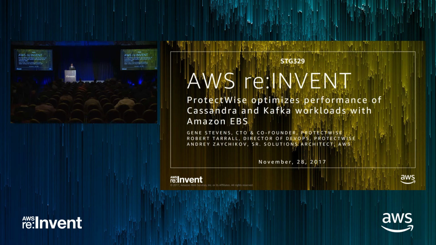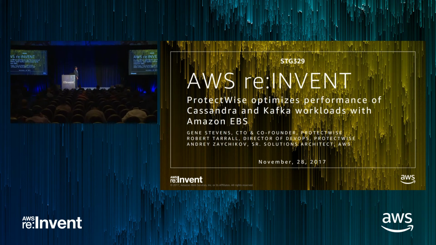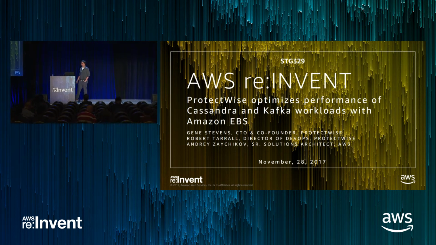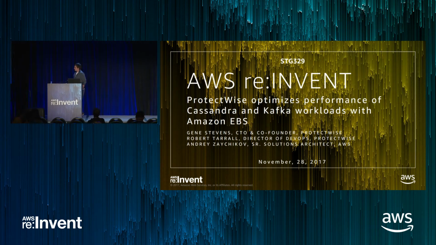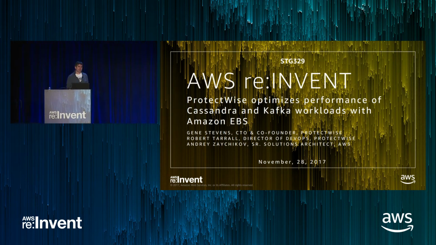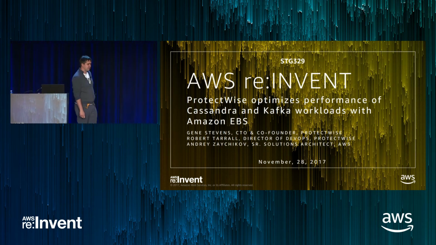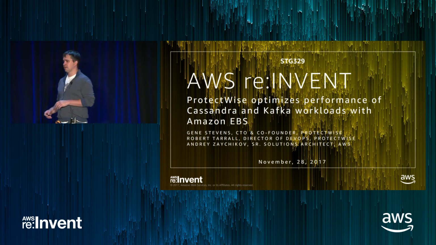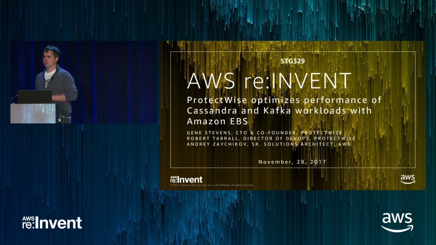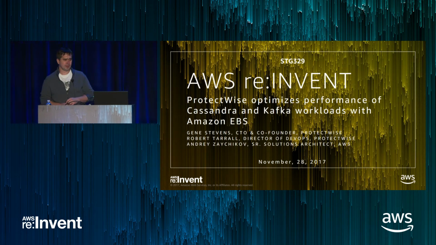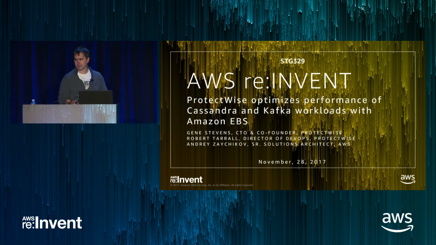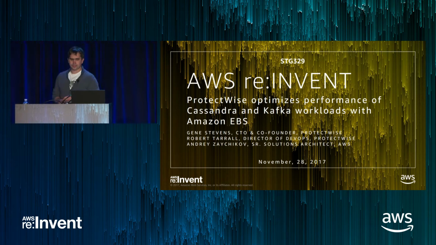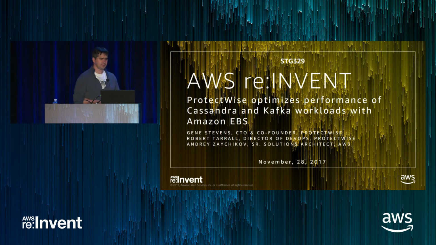Welcome to STG329. My name is Andrei Zaychikov. I'm a solution architect based out of Luxembourg. I'm working for AWS. And today we're going to talk about how ProtectWise optimized performance of Cassandra and Kafka workloads on Amazon EBS. I would like to ask you to welcome my co-presenters, ProtectWise team, Gene Stevens, who is CTO and co-founder of ProtectWise, and Robert Terrell, who is Director of DevOps in ProtectWise.